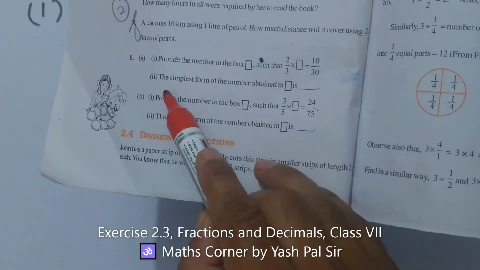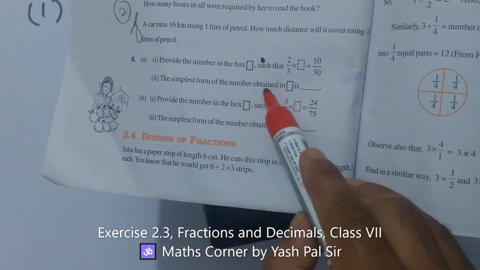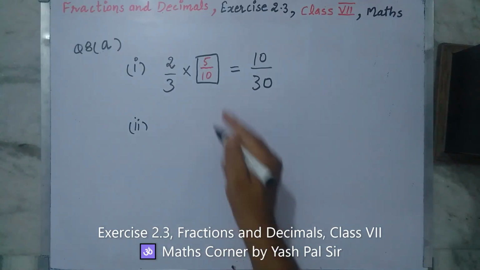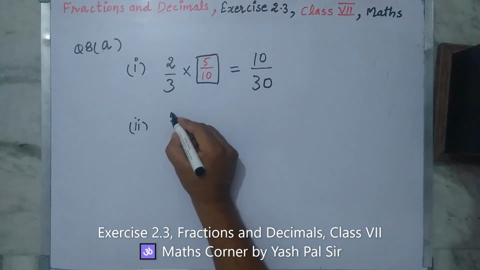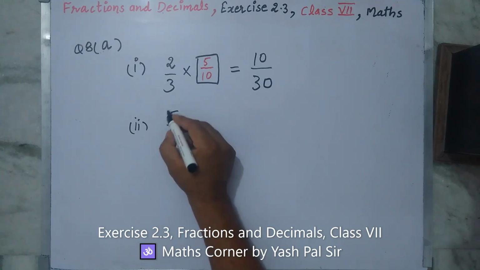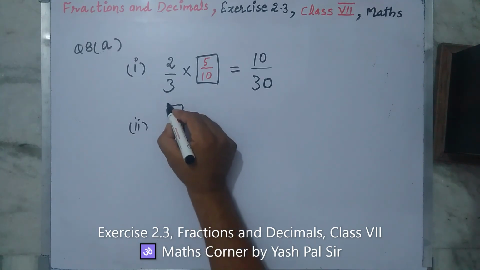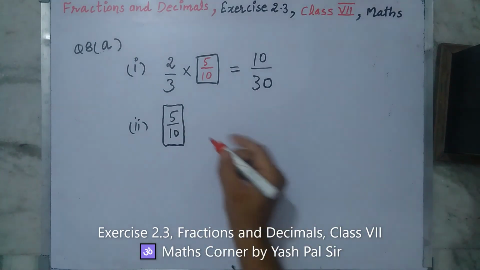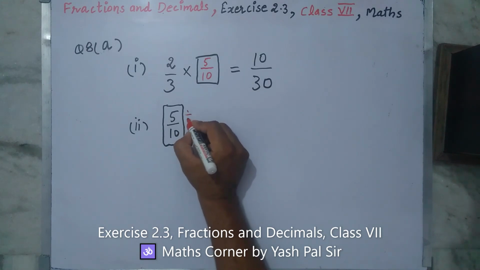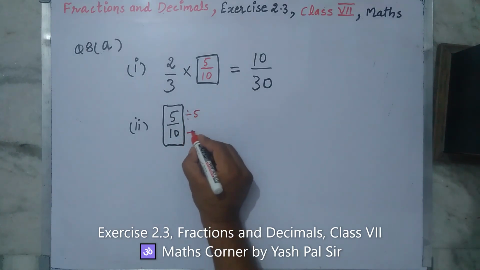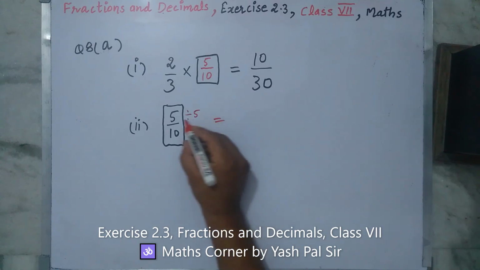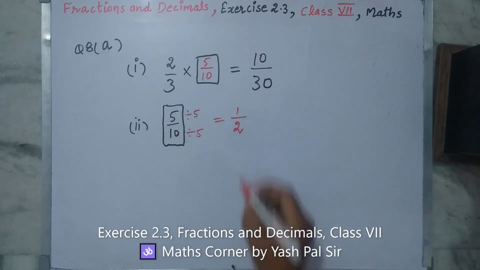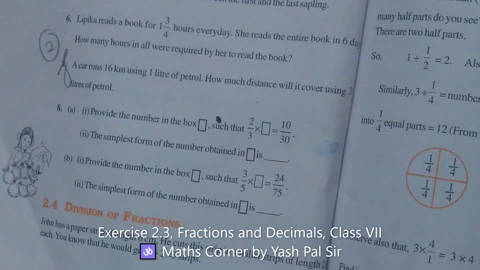Second part is the simplest form of the number obtained in blank box. So what is blank box? This number is 5 upon 10 in the box. So simplest form means we have to divide, if there is any common number, divide by 5. So what is the answer? 5 divided by 5, 1. 10 divided by 5, 2. So 1 by 2 is the simplest form.